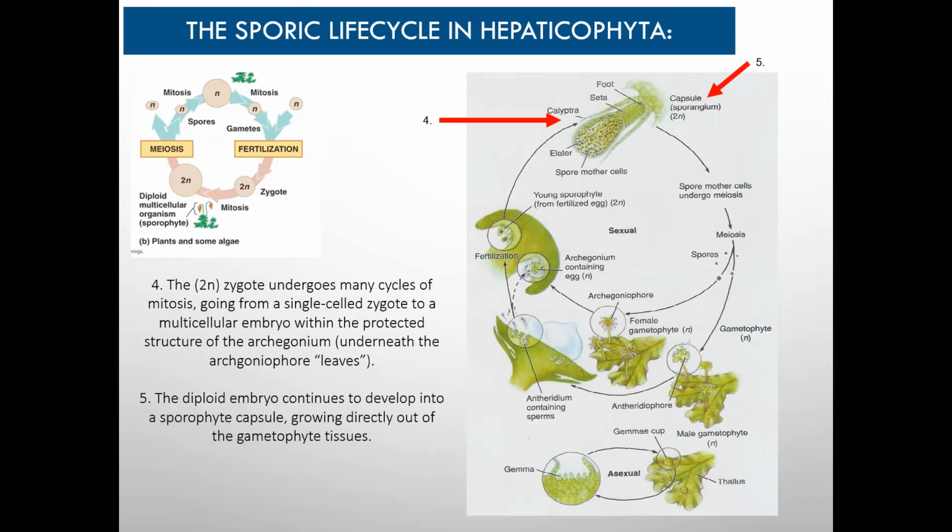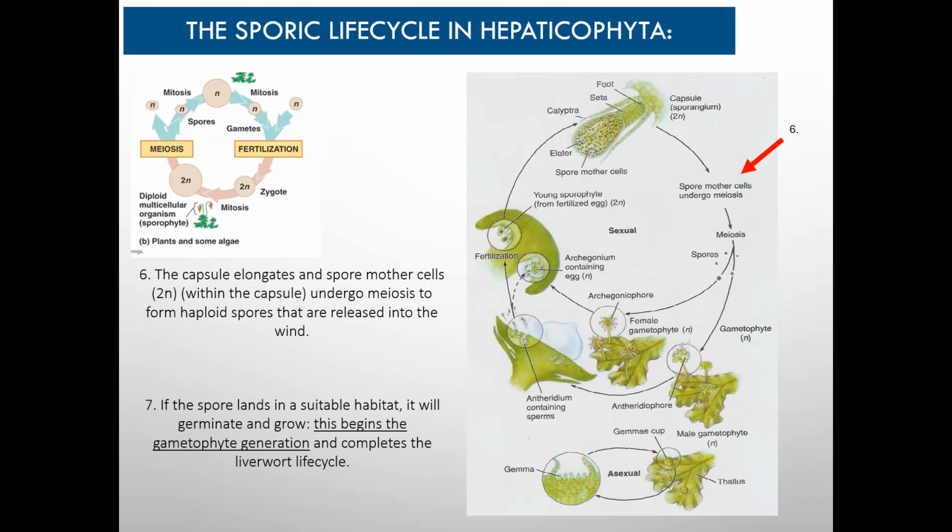This zygote undergoes many cycles of mitosis, and a multicellular embryo forms within the archegonium, which is a protective structure underneath the archegoniophore leaves, the palm tree looking structure. And the diploid embryo continues to grow into a sporophyte capsule, which grows directly out of the gametophyte tissue.